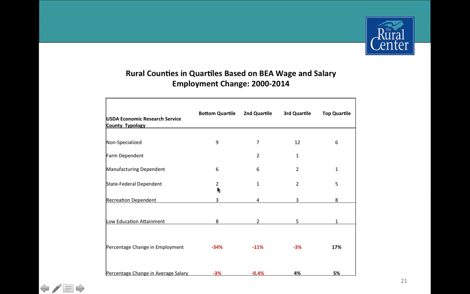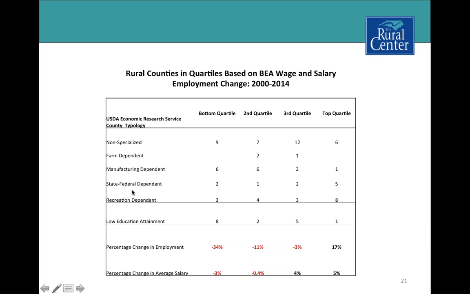We see a range of state and federal employment-dependent counties across the 4 quartiles, but it's worth noting here that in the top quartile, 3 of these 5 counties have state universities. Elizabeth City State University in Pasquotank, Appalachian State University in Watauga, and Western Carolina University in Jackson County. Most of these other counties here, one is a federal government county, that is Craven County with the Marine Corps Air Base. The rest are counties where there's a significant state or federal prison facility presence.